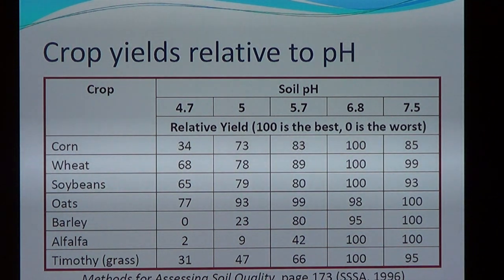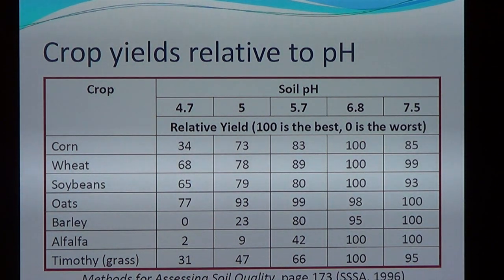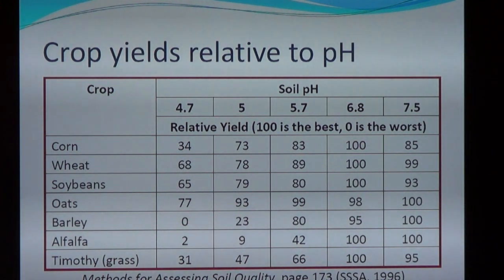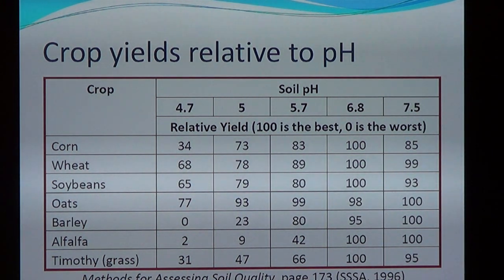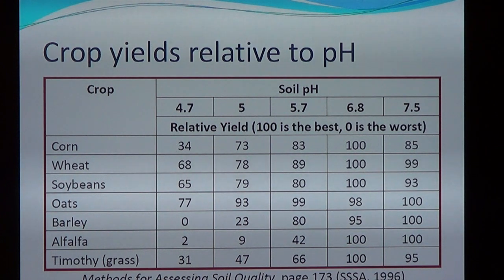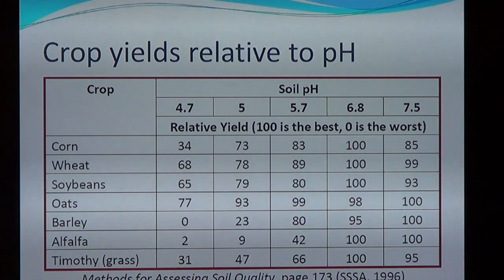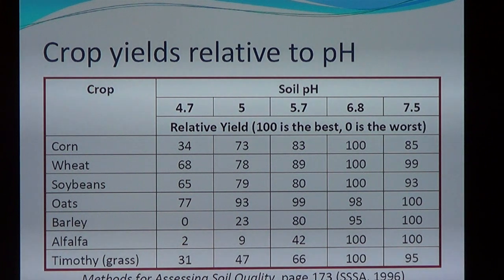Here I've shown relative yields of those soil pH. I'll pick on alfalfa again. It's down towards the bottom, second from last there. This is right out of the soil quality book from SSSA. With 100 being the best and 0 being the worst, right? So alfalfa growing in a 4.7 pH, it's at 2. The relative yield jumps all the way up to 100 at 6.8. Most of them right at 6.8. We're right around 100 on almost all of them.